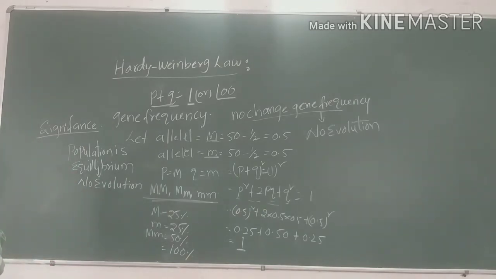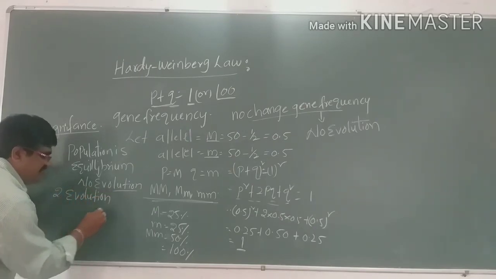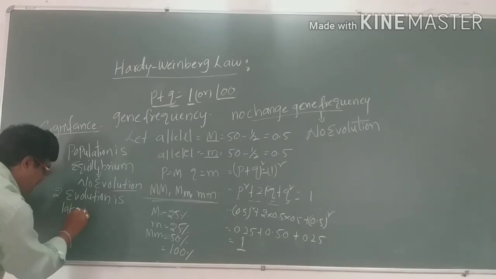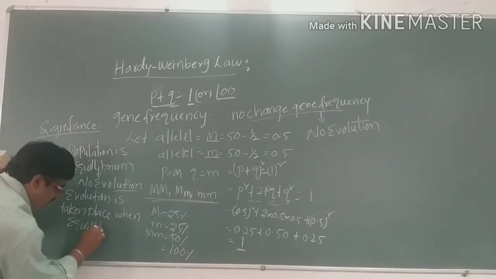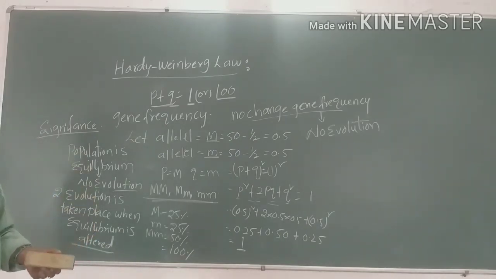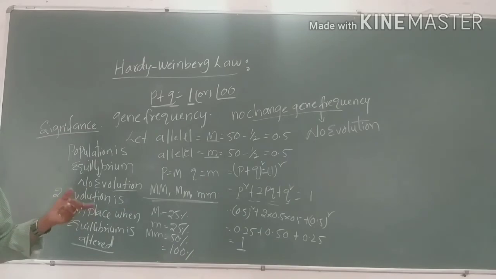And also, evolution occurs when the equilibrium is altered. That means evolution takes place when the equilibrium is altered. Any change in the equilibrium of a population, either an increase or decrease in gene frequency, shows that evolution has taken place.